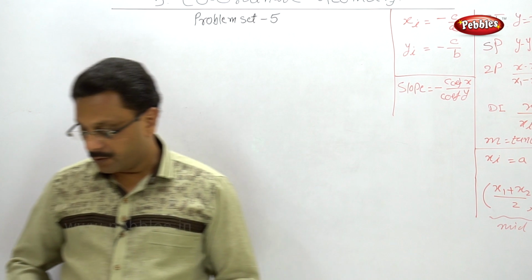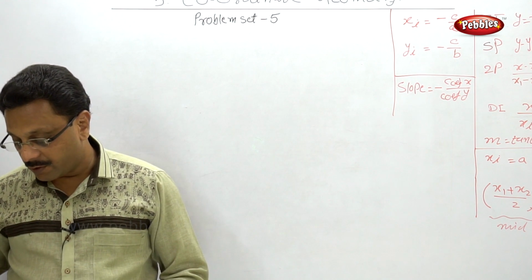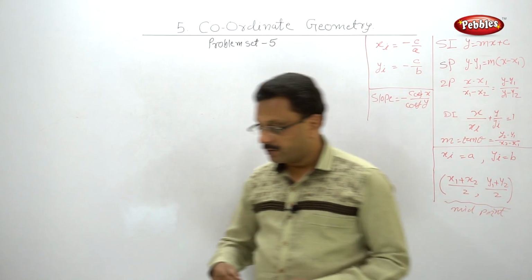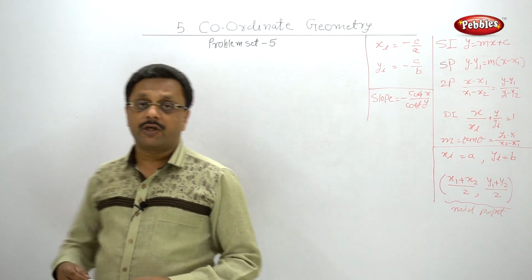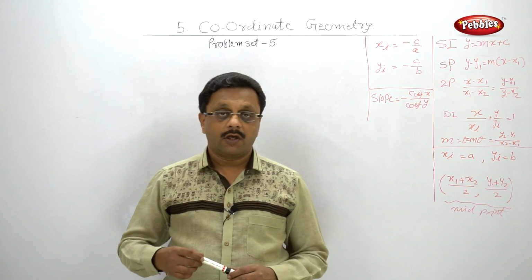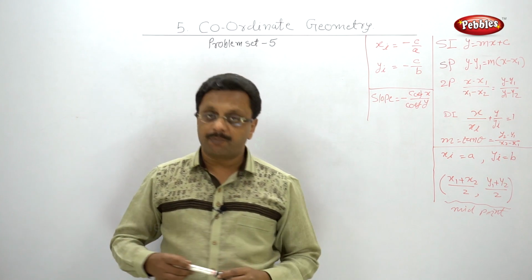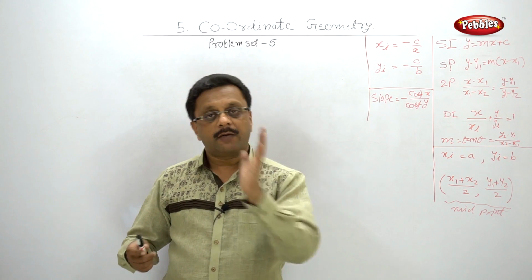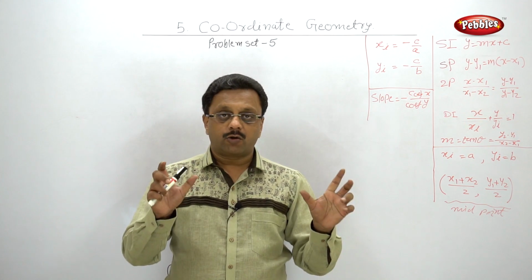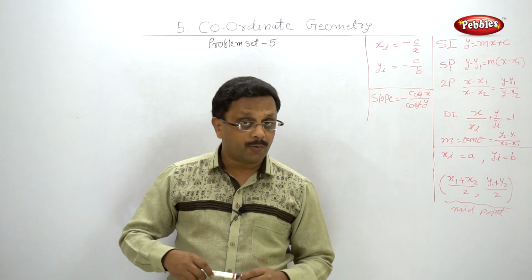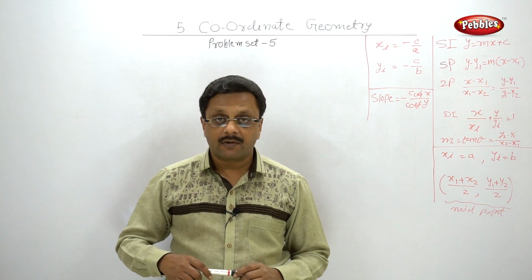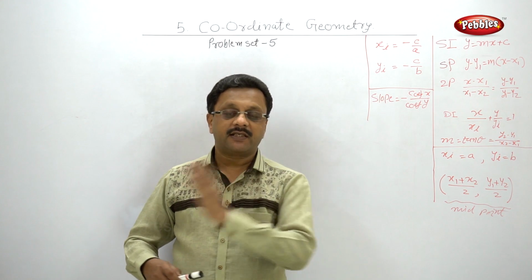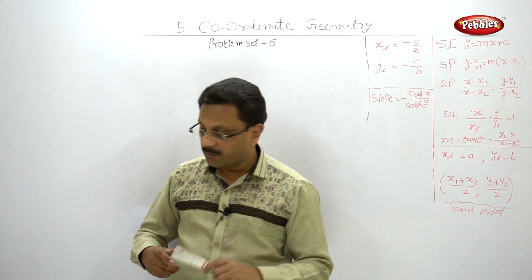Problem number 3. Check whether the points are collinear or not. We have already solved this problem. 3 points are given, A, B and C, and we have to check whether they are collinear or not. If A, B and C are 3 points, then how will you check? Line AB and BC, find out the slope of these two lines. If the slope of these two lines is same, then B is a common point and hence A, B and C, the 3 points, are collinear.